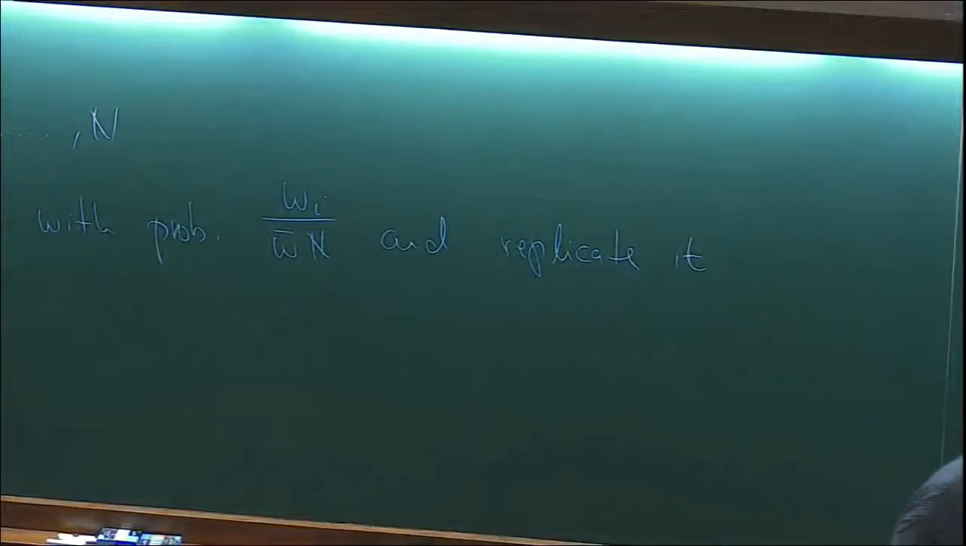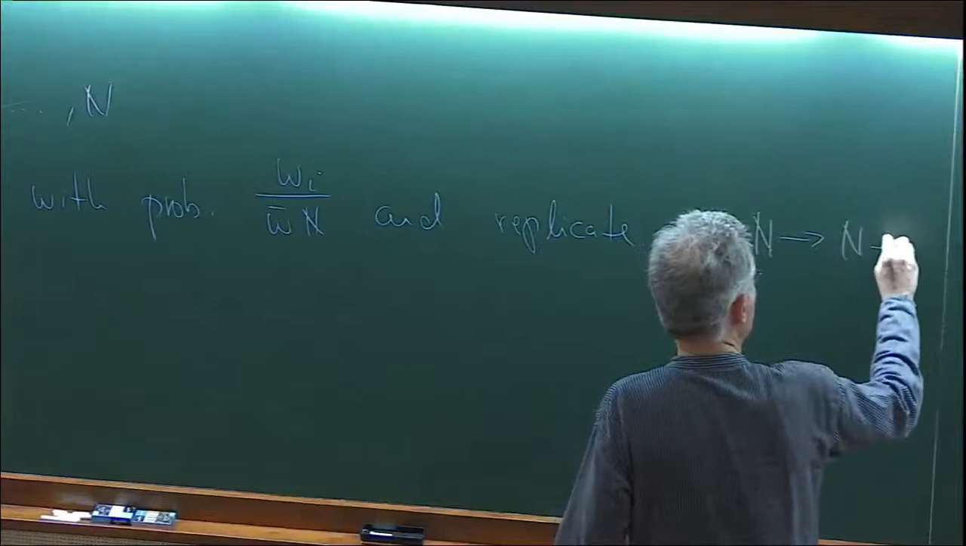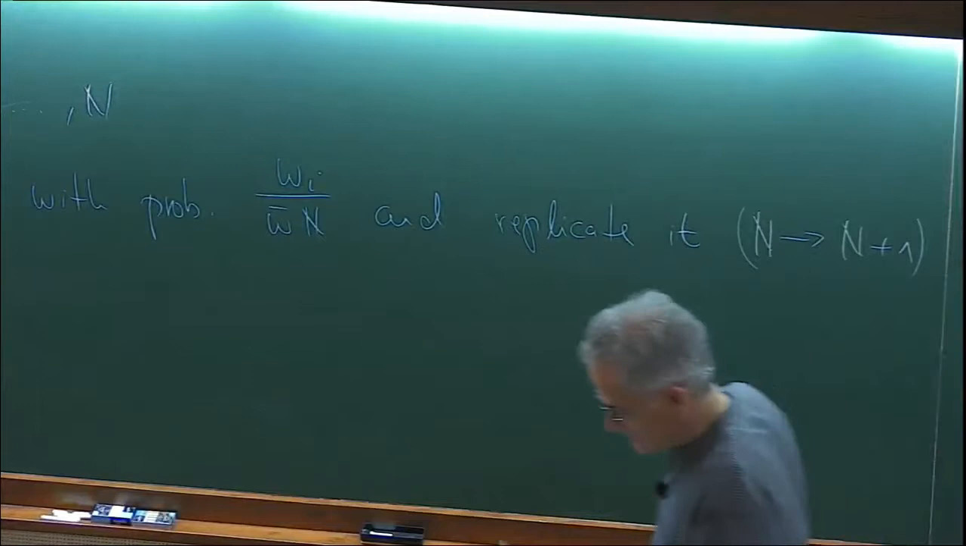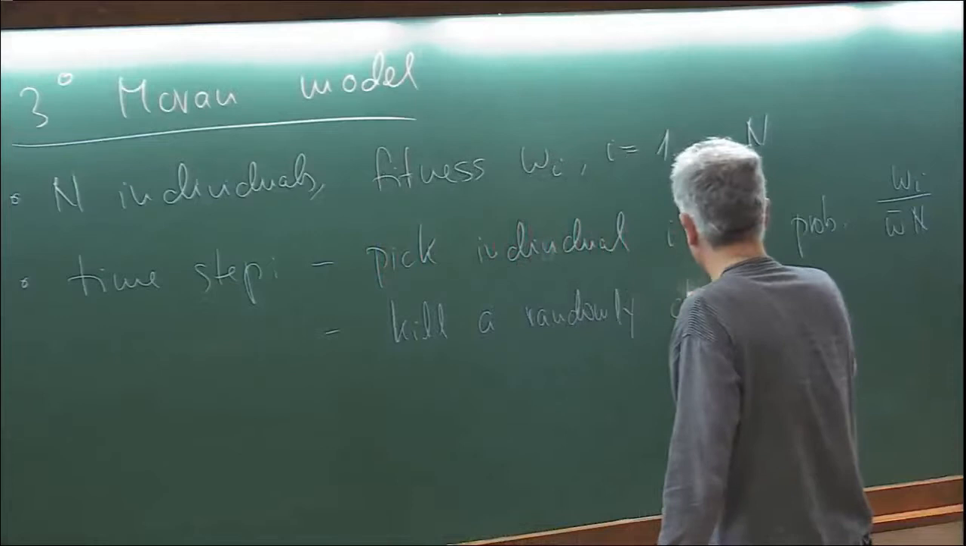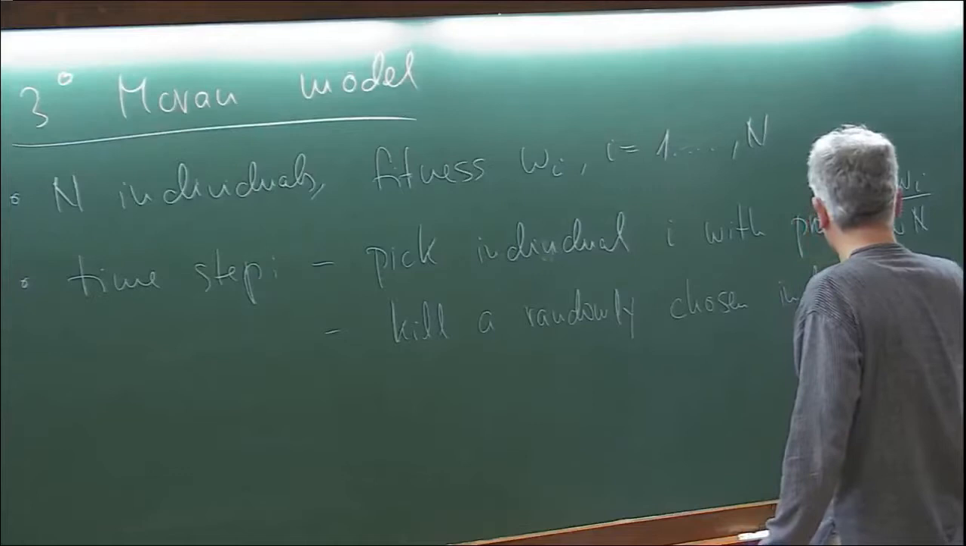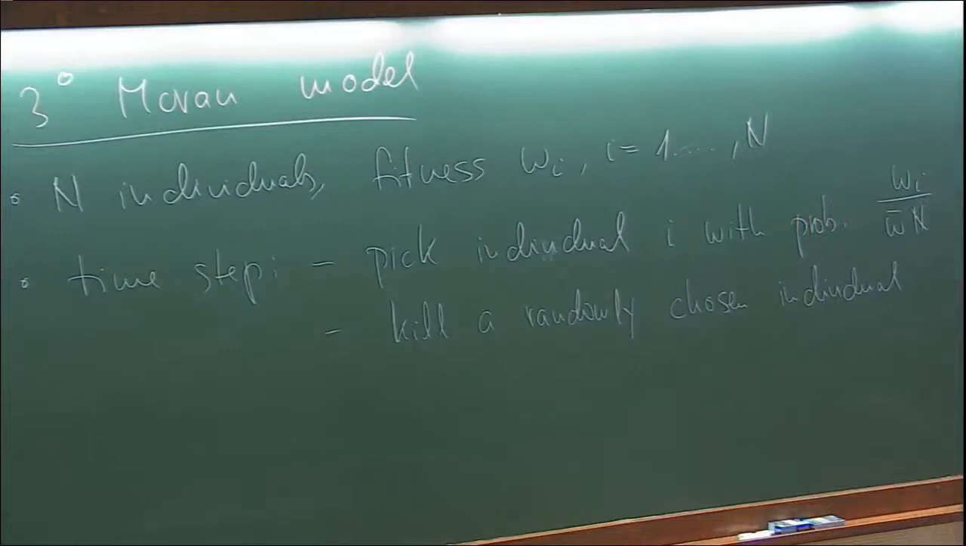So this means you now have one individual more, right? You have a child. So N now goes to N plus one. And now, to keep the population size constant, you kill a randomly chosen individual, randomly meaning without regard to fitness. Obviously, on average you would need N of these steps to replicate the entire population, and we'll see that by this mechanism there is a change of time scale between this model and the Wright-Fisher model, which is just a factor of N.